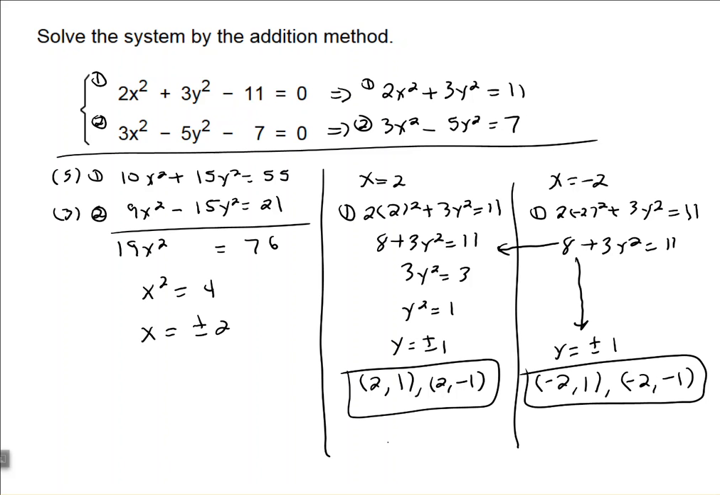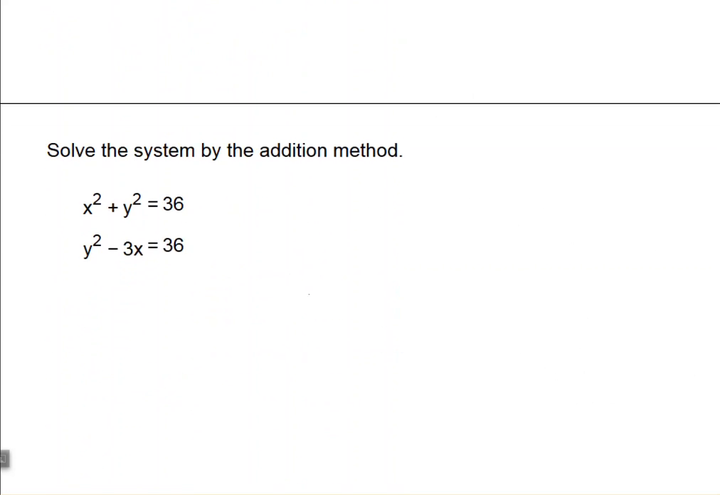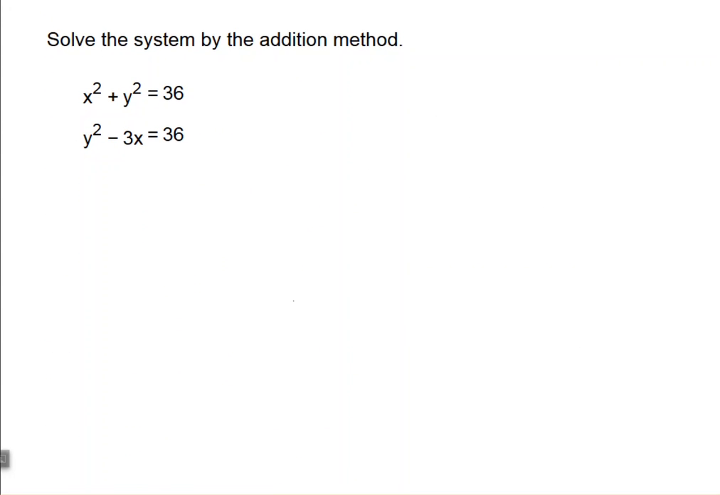Alrighty, let's look at one more example. Okay, so in this one we have x squared plus y squared equals 36, and then we have y squared minus 3x equals 36. So what I notice here is that in both of my equations I have y squared, but I don't have x squared. So in using the addition method, I am going to eliminate the y squared variable.